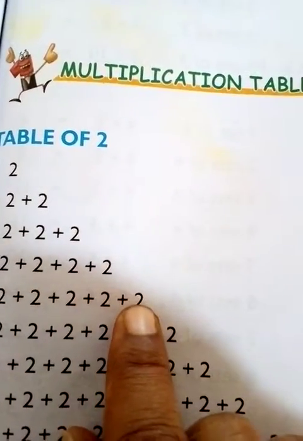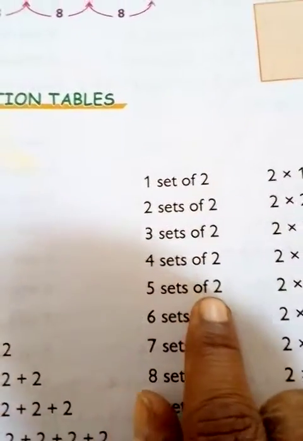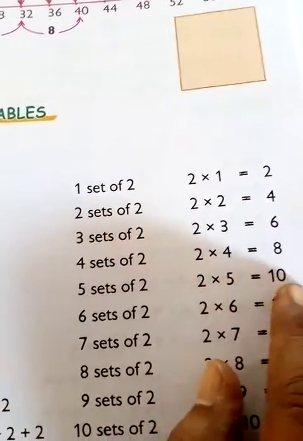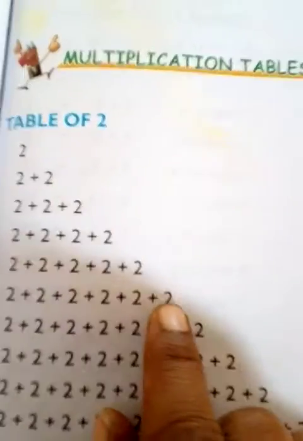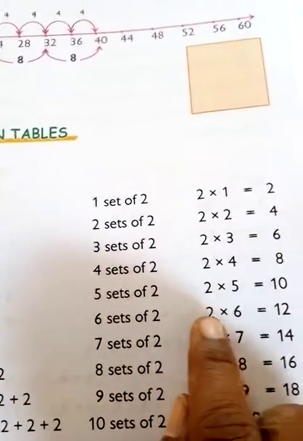Again here 1, 2, 3, 4, 5. How many times has 2 been given? 5 times. So 5 sets of 2, that is, 2 fives are 10. Again 1, 2, 3, 4, 5, 6. 6 times is given. So 6 sets of 2, that is, 2 sixes are 12.